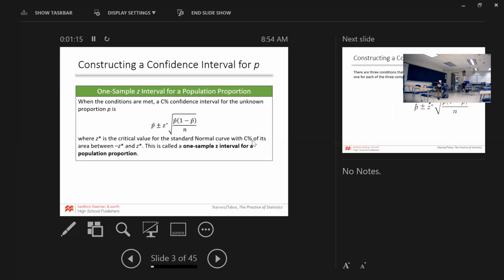So how do you do that? P hat plus, ready? Here's the standard error. What is it? This is in chapter 7. This is on your test on Monday and Tuesday. P hat success times 1 takeaway P hat failure divided by n. Now what are we doing? We're multiplying that. That's one standard error, one standard deviation from chapter 7. We're multiplying that by z.